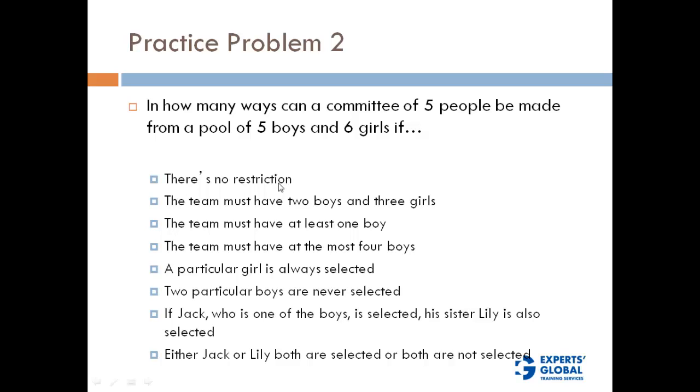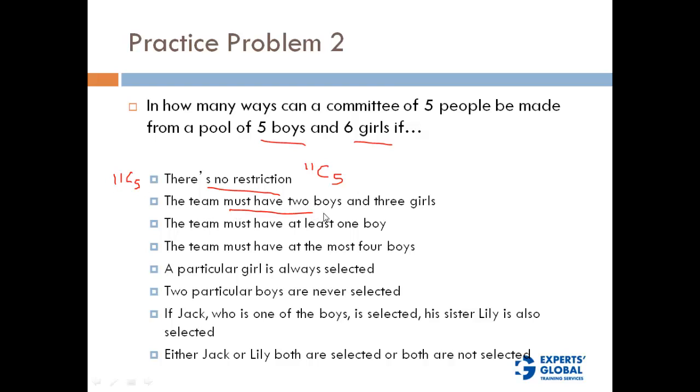Okay, in how many ways can a committee of 5 people be made from a pool of 5 boys and 6 girls? Now we are interested only in selecting a committee, so that means a combination problem. There is no restriction. That means I have 11 people to choose from, and I need to choose 5 of them. So the answer here is 11C5.